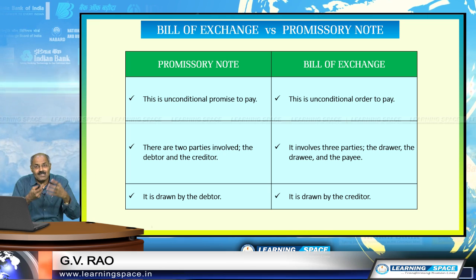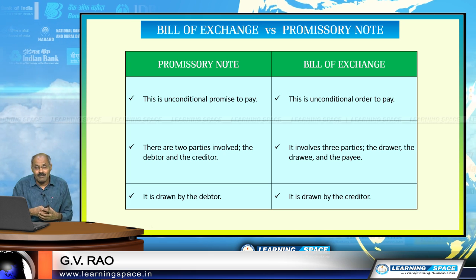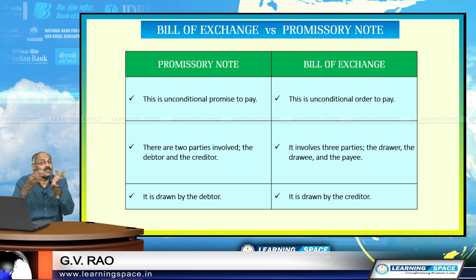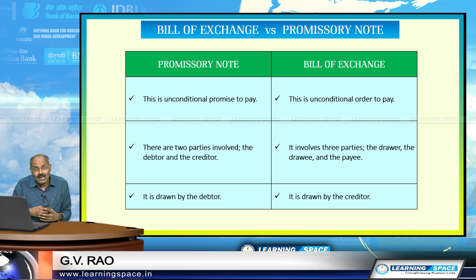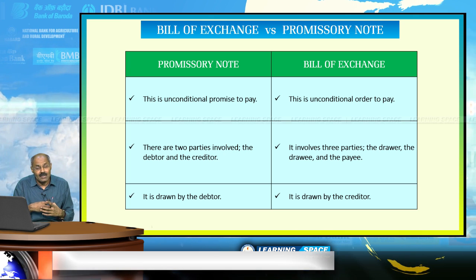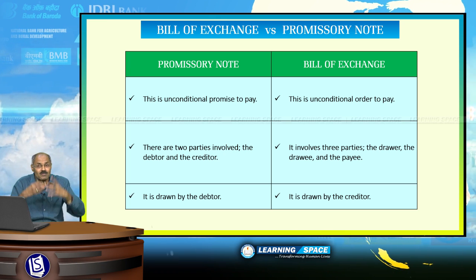So with this, we will conclude this module, which involves standing instruction, debit cards and credit cards, NPCI, Negotiable Instrument Act 1881, Bill of Exchange and Promissory Note.